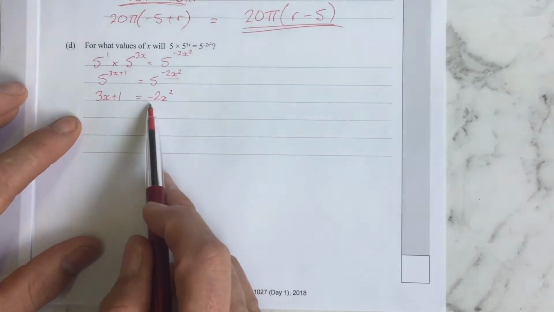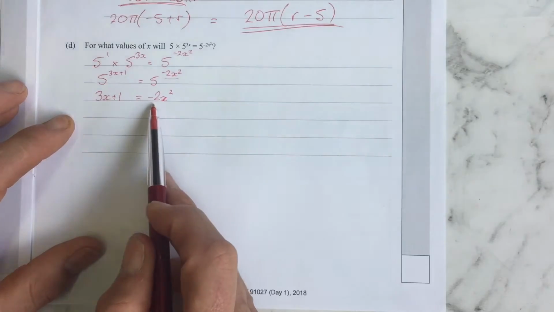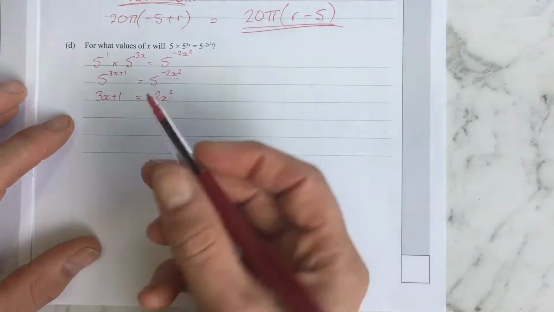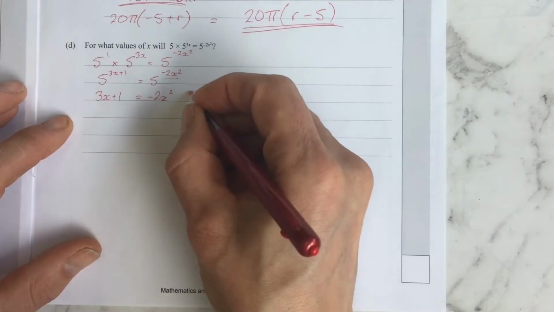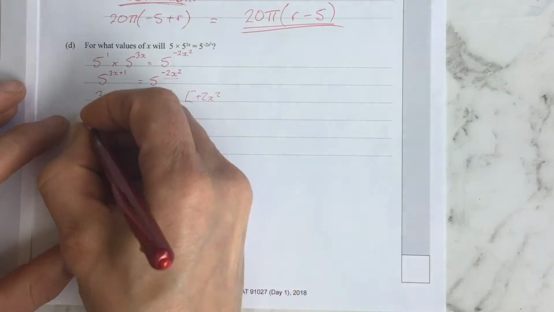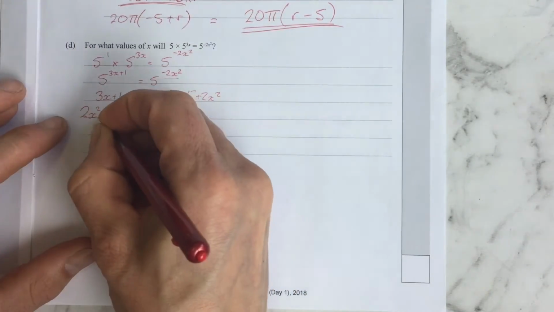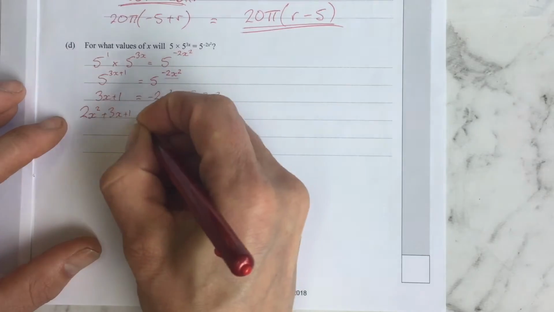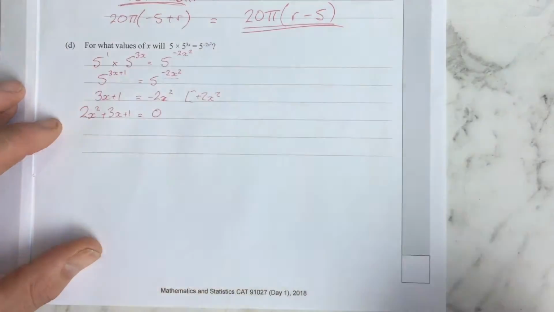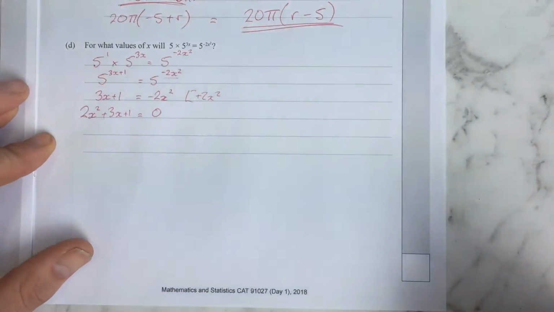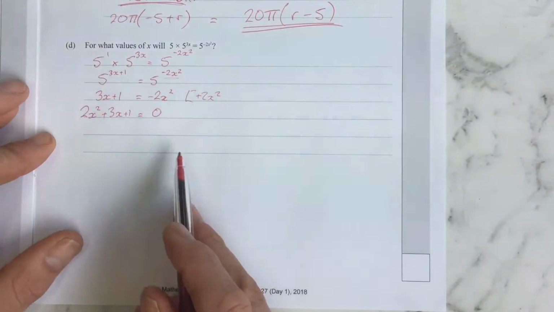It's going to be easiest to move this minus 2x squared, because that'll make that a positive, which makes life a little bit easier. So let's move that to the other side, plus 2x squared, so we get 2x squared plus 3x plus 1 equals, and there's nothing left on this side, equals 0. Okay, now we need to factorise them.